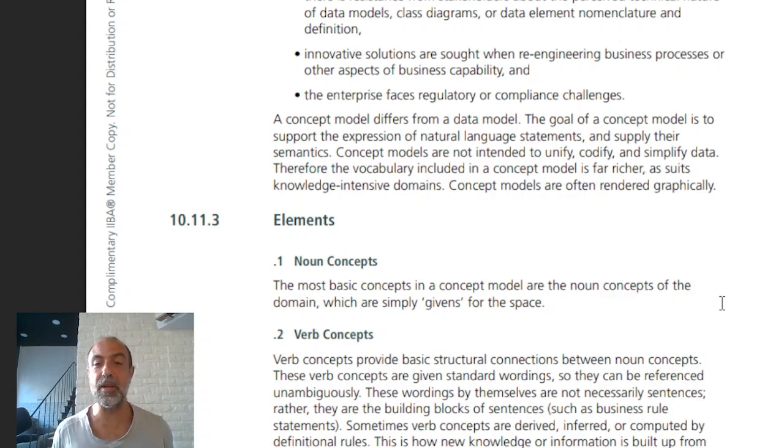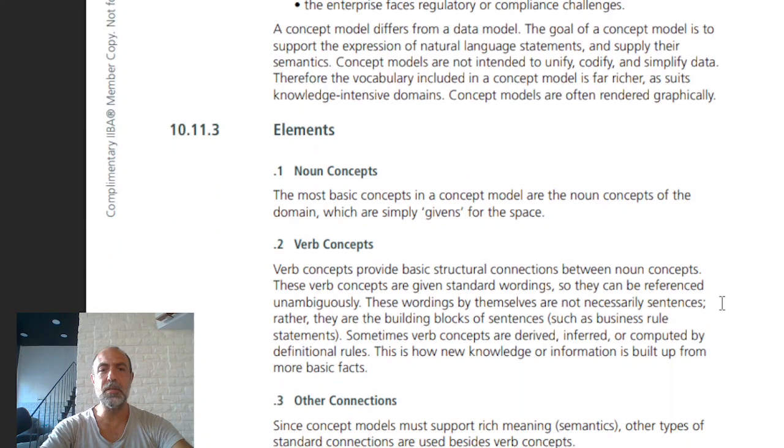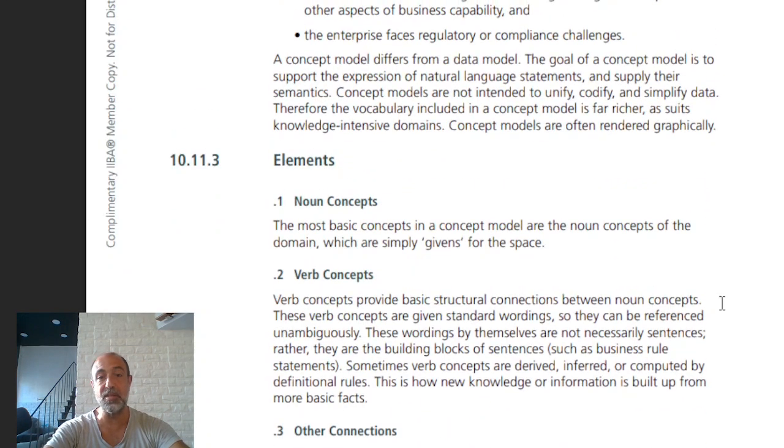Concept models are often rendered graphically. Of course, it's squares and circles, and this goes here, and a user goes here. Elements. What are the elements of a concept? There are noun concepts, verb concepts, and other connections. A noun concept: the most basic concepts in a concept model are noun concepts of the domain, which are simply givens of the space. I'd imagine if you're talking about a restaurant, you'd say service station, barista space, bar, service area. All of these become the noun concepts, I think, right?